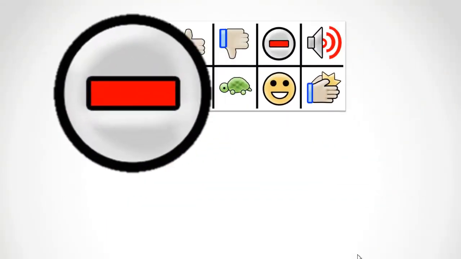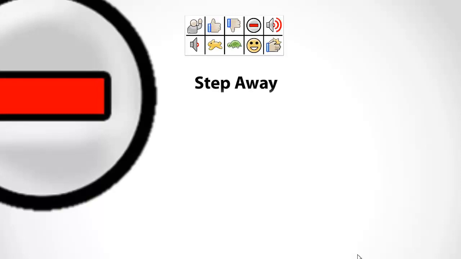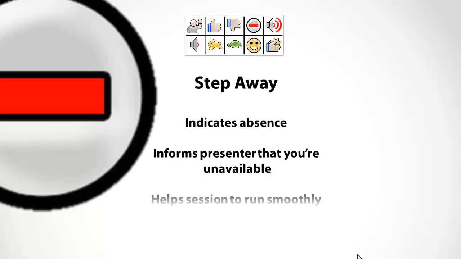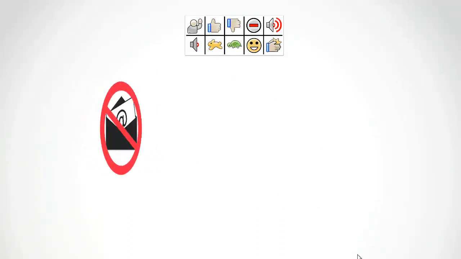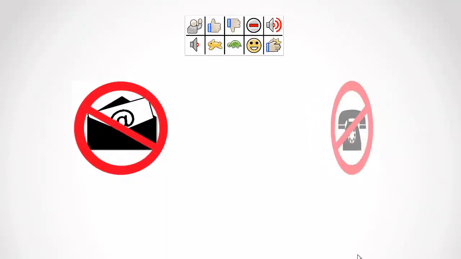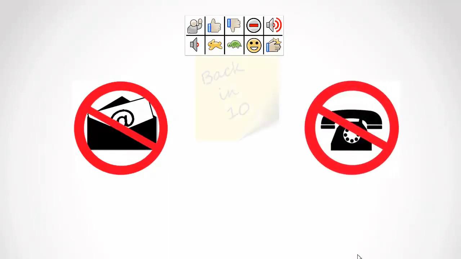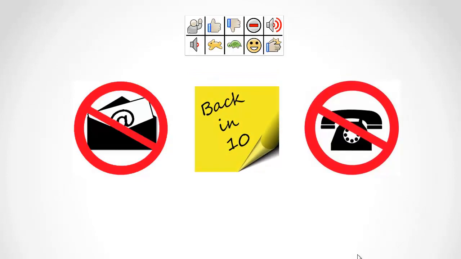Step away. When the presenter is called for a break and for other instances when you are required to step away from the session, indicate your absence with this icon. This informs the presenter that you are unavailable, letting them know not to call upon you, which helps keep the session moving smoothly. You should strive to minimize distraction and interruption during the session by turning off the phone, posting a note on the office door, and closing down email and instant message programs.